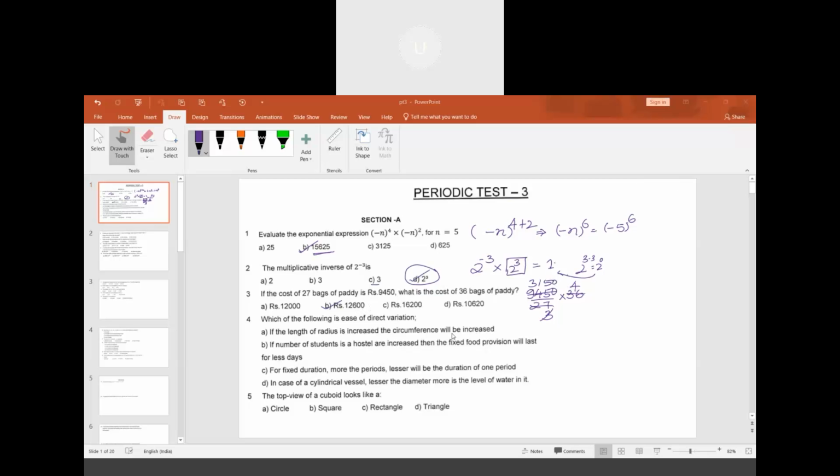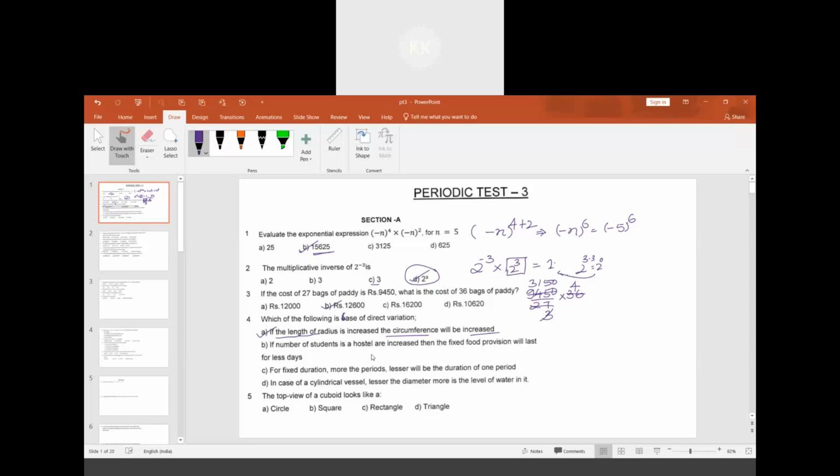Question 4, many have got confused in this. We have to find out the case of direct variation. Option A. When the radius is increased, the circumference also will increase. Actually, this is direct proportion. If you look at the remaining 3, they are in inverse proportion.